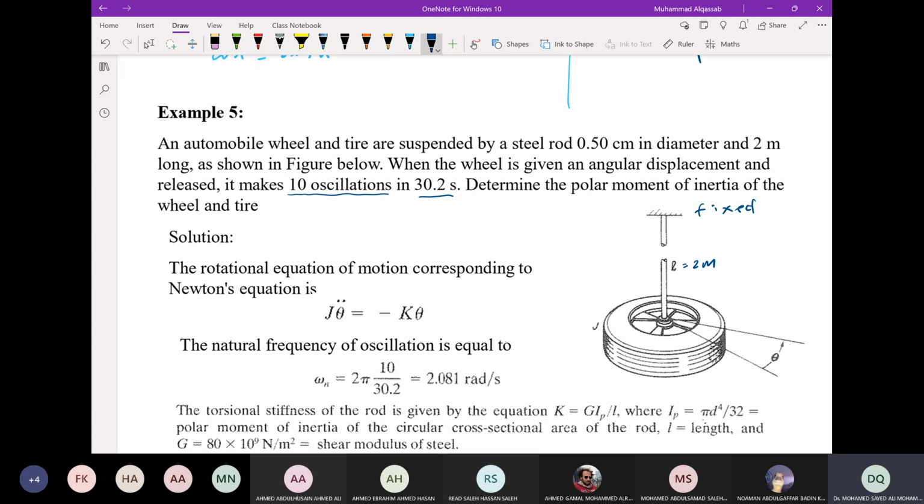So it is given, or observed, that the angular displacement is given and released, so there is no initial velocity, only initial displacement. Then it makes 10 oscillations in 30.2 seconds. Determine the polar moment of inertia of the wheel and tire, which is J. J, or Jo, means about the center of gravity, or centroid.